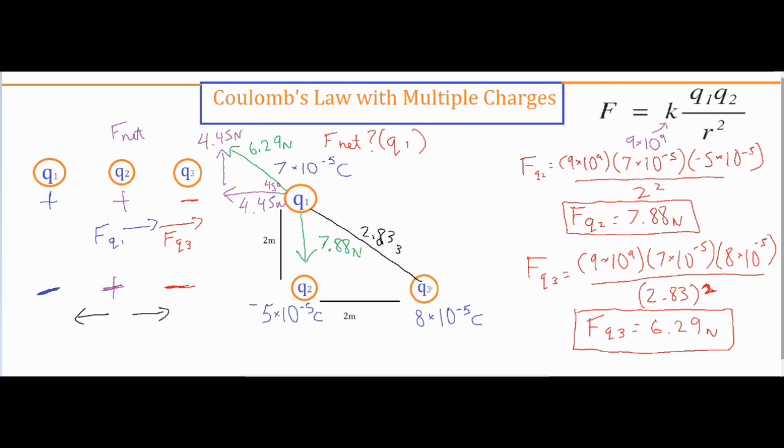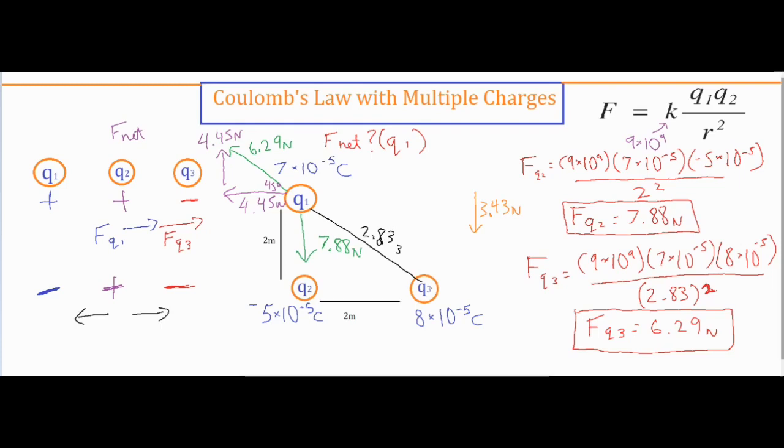All right, so now my focus is just taking a look at all of my components that are perfectly horizontal and perfectly vertical from one another. So what I'm going to do is I have two vertical components. I have 4.45 newtons up and 7.88 newtons down. So I'm going to subtract those because those are in opposite directions. And then that's going to leave me with 3.43 newtons downward.